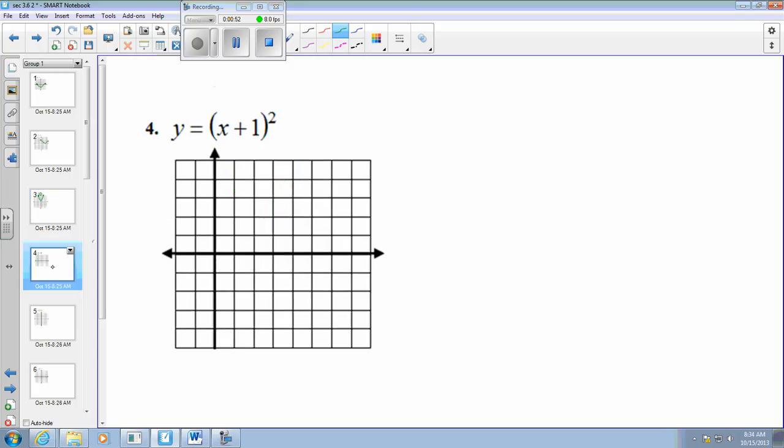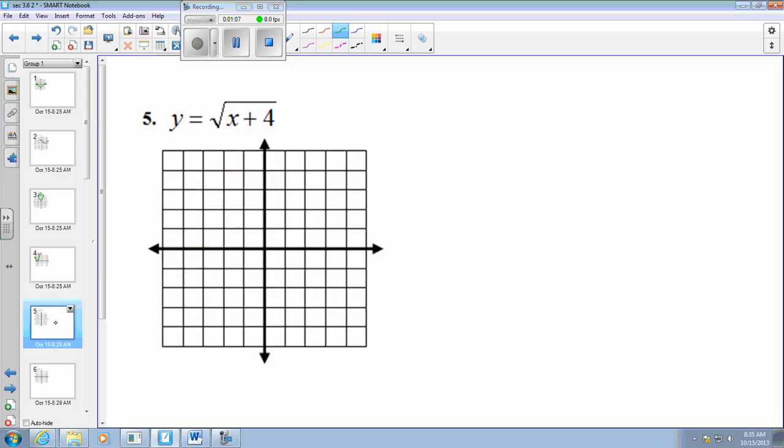Number 4, we have x plus 1 quantity squared. Since it's in the parentheses here, then we know that we're moving it the opposite direction. I would move it 1 to the left, and it would look like that. Kind of goes off the graph.